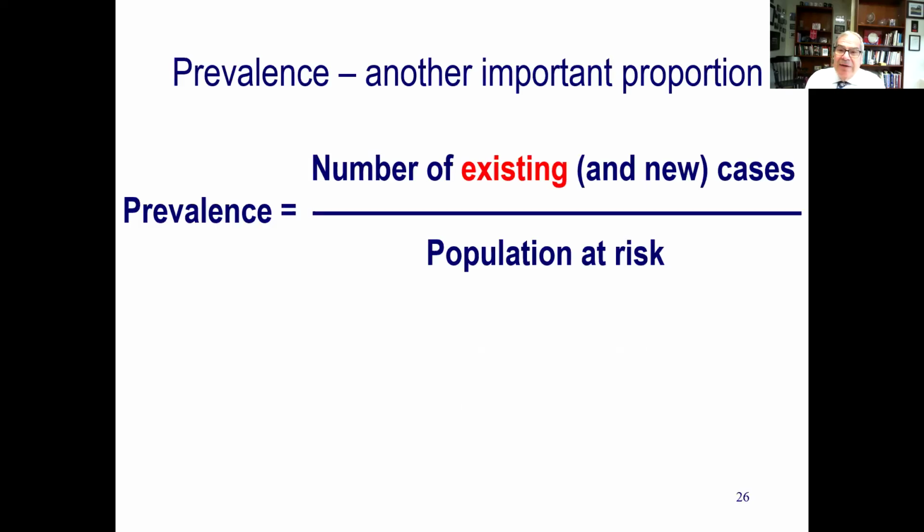Here's an example that we had. The number of existing conditions and the number of new cases, divided by the population at risk. So if I were interested in stroke and I wanted the prevalence of stroke, I would ask, have you ever had a stroke? You will be in the numerator. And the new cases that come along also are added. So it's everything, existing and new cases.